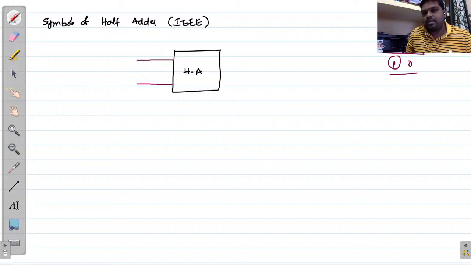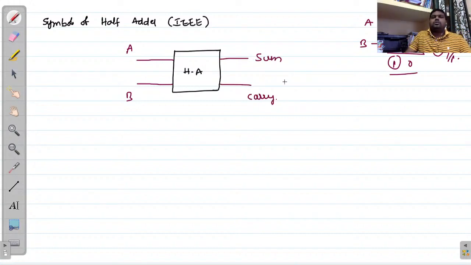This is 1 bit addition, so that means we can add 1 bit here. We'll require 2 inputs. This is A input and this is B input. That means this should be considered as A and this should be considered as B. So these 2 inputs are provided to this particular half adder. Then I am getting sum and I am getting carry here.